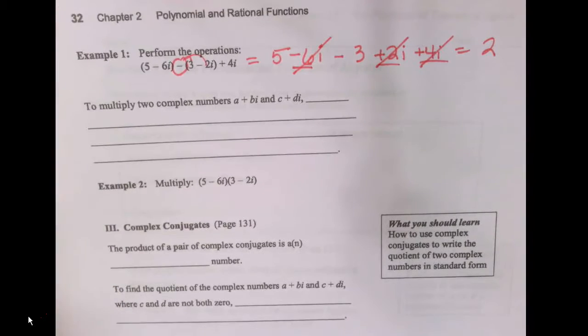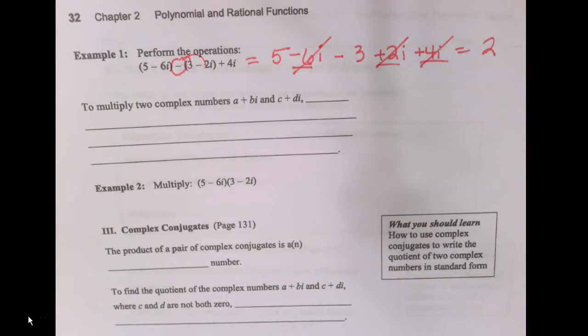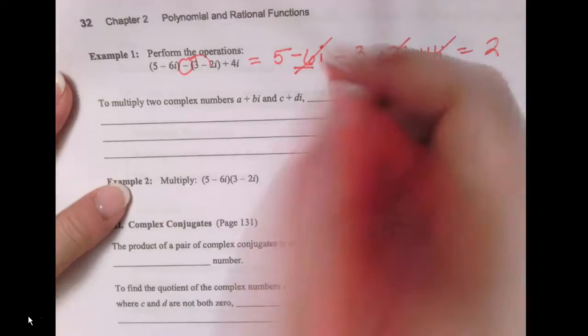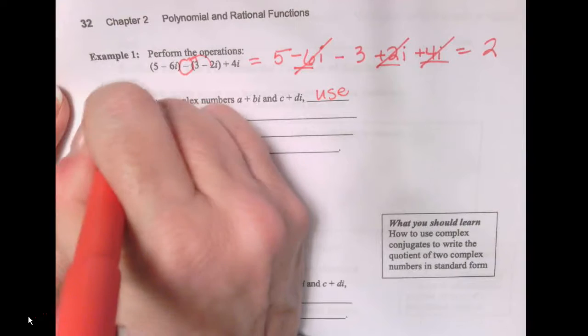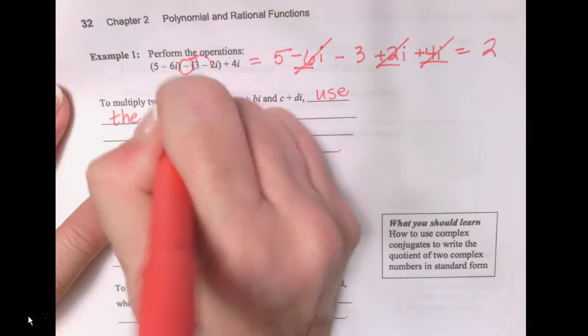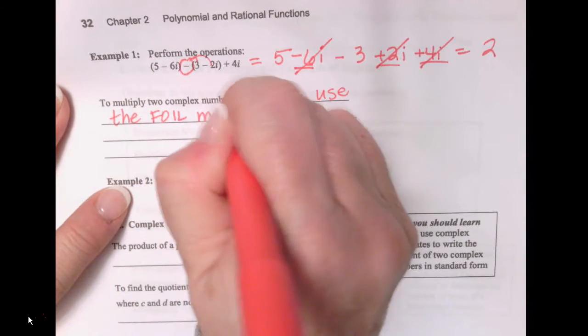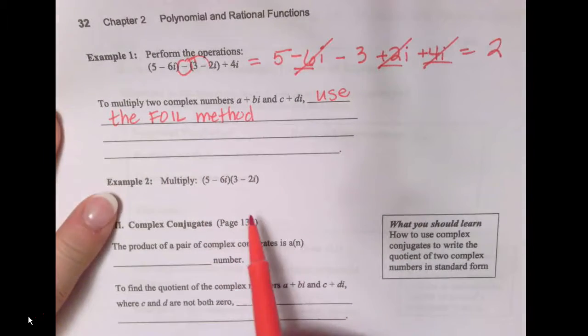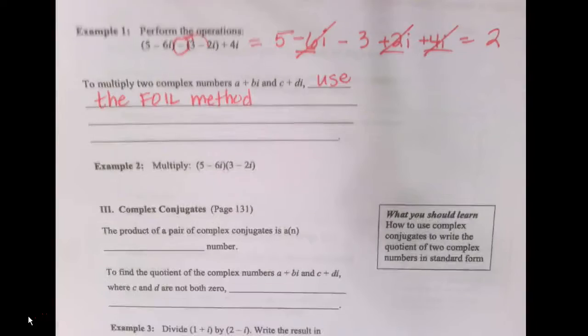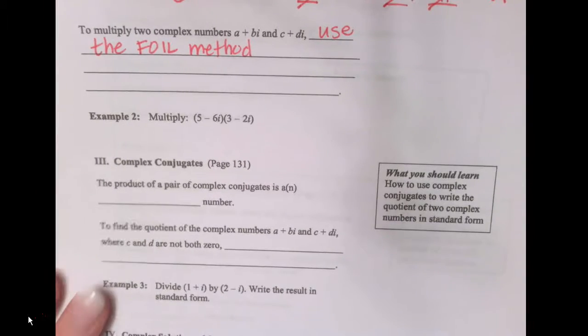So to multiply two complex numbers, I'm just going to say use the FOIL method, okay? I think you all know what that means. Whenever you have a binomial times a binomial, you're going to use the FOIL method. And so let's go ahead and demonstrate that.